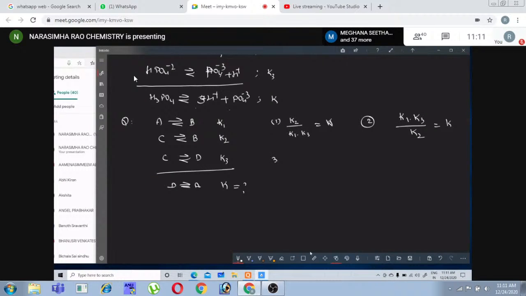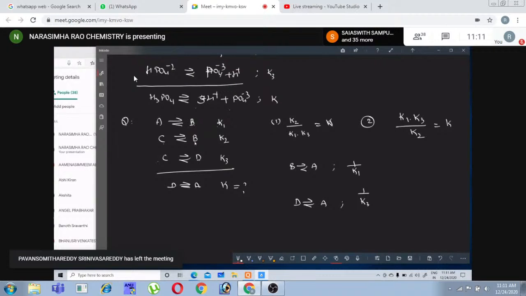I am solving the problem. Now, to get this one, D to A. D to A: D is in equilibrium with A, meaning D is on this side, so I am taking the inverse. That is K3, 1 by K3. Now look here, A also should be inverted. B is in equilibrium with A, its value is inverse, that is 1 by K1. Okay, now.